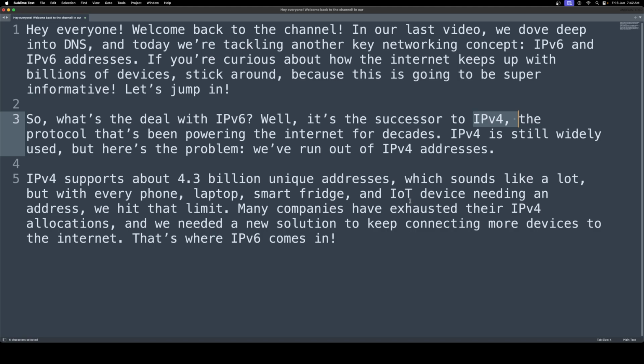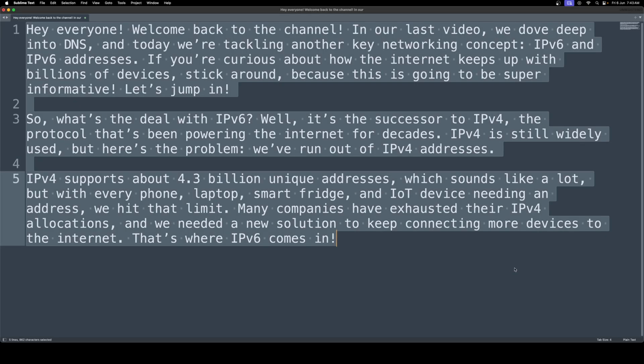Why? Because each and every device, not only the computer which you are trying to use, but the refrigerators or IoT devices, everything is connected to the internet. Which sounds like a lot, but with every phone, laptop, smart fridge, and IoT device needing an address, we hit that limit. Many companies have exhausted their IPv4 allocations, and we need a solution to keep connecting more devices to the internet. That is where IPv6 comes in. This is all about the brief introduction of IPv6.